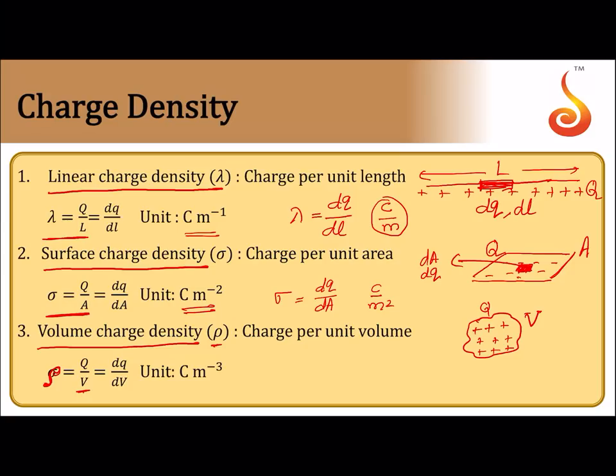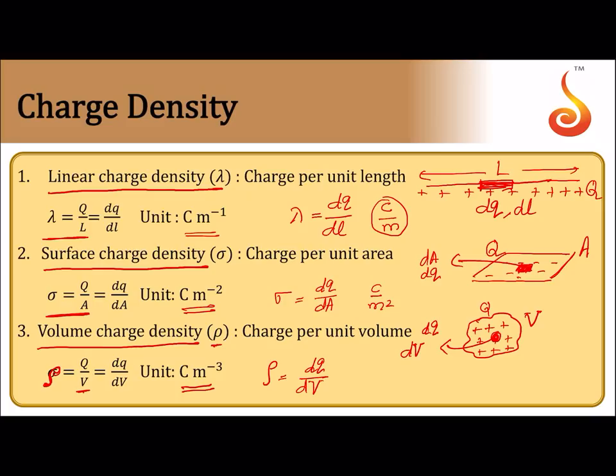Again, many a time we are interested in the charge contained in a small portion. So let us take a small portion whose volume is dV and that contains a charge dq. Then dq divided by dV is our volume charge density, which is represented by rho. You can notice that its SI unit is coulomb per meter cube.